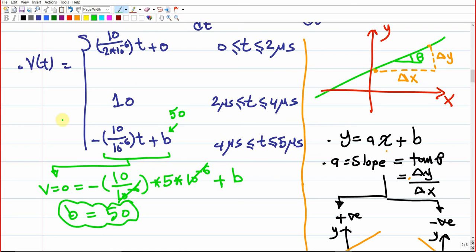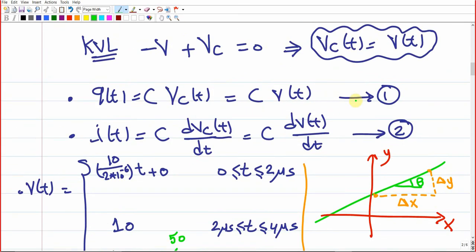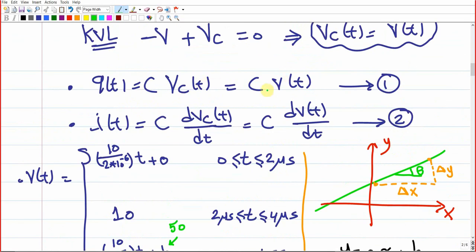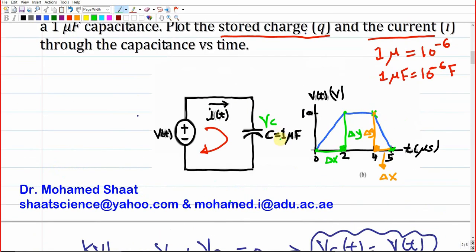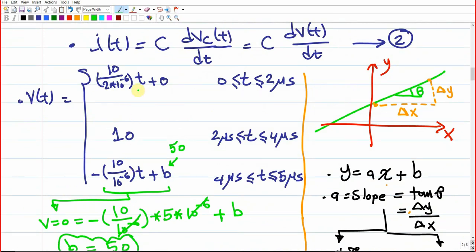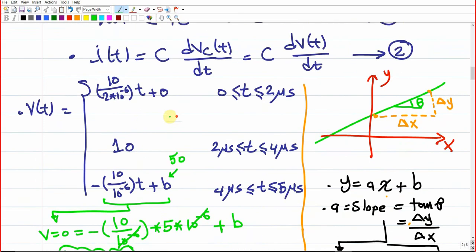Okay, so we got the volt equation over the three periods. Now we're going to plug into equation 1 and equation 2 to come up with the q and the current. Make sense? So for example, for the q, it means that we are going to multiply the volt times C. How much is C? C is given as 1 microfarad, which should be 1 times 10 negative 6 farad. So I'm going to multiply all of these equations times C, which is 10 negative 6.